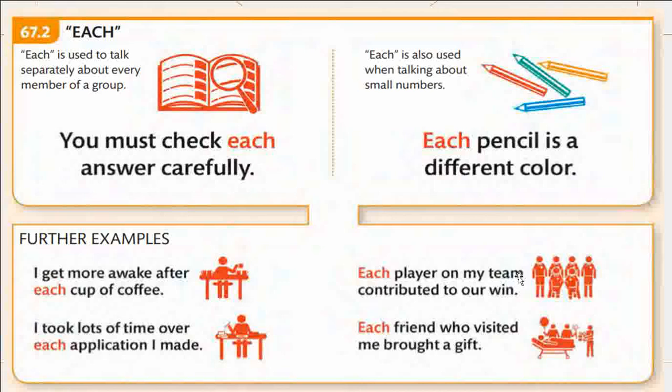Each player on my team. Now again, team is the big group. The person is talking about this player, this player, this player, this player. Each player on my team contributed to our win. Each friend who visited me brought a gift. So specifically, you are pointing out each singular person separately, but they are a part of the group. So that is how the word each is used.